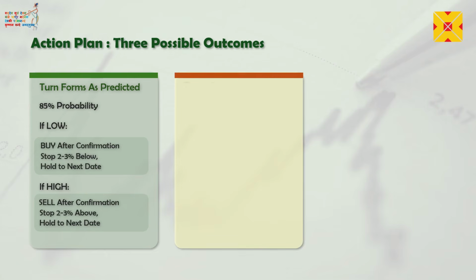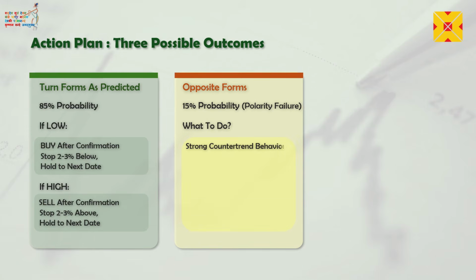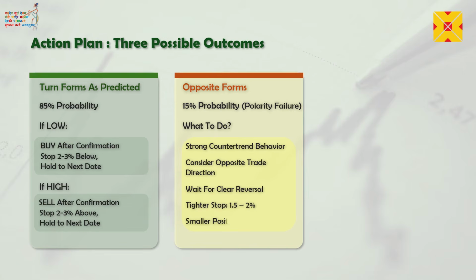The second outcome is called a polarity failure. This happens about 14 to 15% of the time. The market makes the opposite turn. If this happens, the market is showing strong counter-trend behavior. You can consider trading in the opposite direction, but use a tighter stop of 1.5 to 2% and reduce your position to just 30 to 40% of normal.